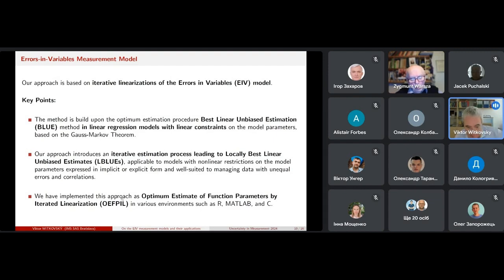We have also implemented this approach algorithmically, and the name of this algorithm, which we have developed with our colleagues from the Czech Metrological Institute, is Optimum Estimate of Function Parameters by Iterated Linearization. In abbreviation, it is OFPIL, and it is implemented in various environments such as R, MATLAB, C, and the last version, which is planned to be realized, is also in Excel as an Excel macro.